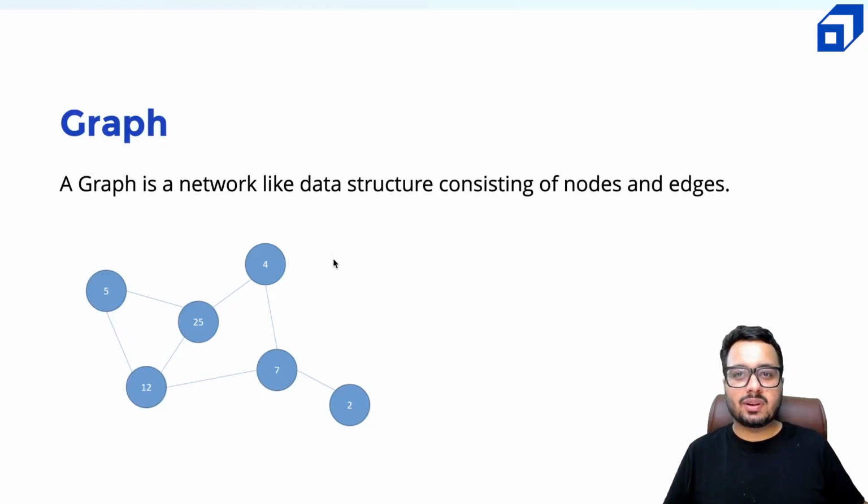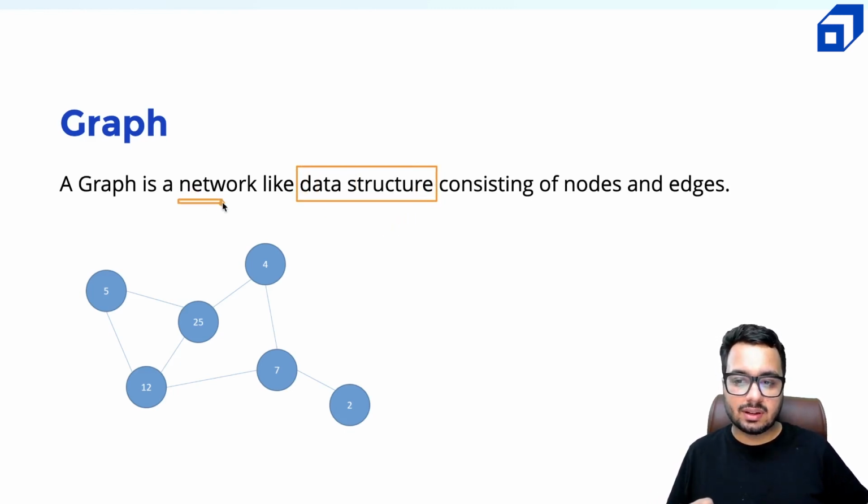So let us talk about graph. So graph is a network like data structure consisting of nodes and edges. So it is a data structure, that means it is able to hold data, and the data is in the form of a network. Okay, and consisting of nodes and edges. So if I look at this figure, all these circles represent a node, and all these lines are representing a connection between these two nodes. For example, this edge is connecting node 4 and 25.